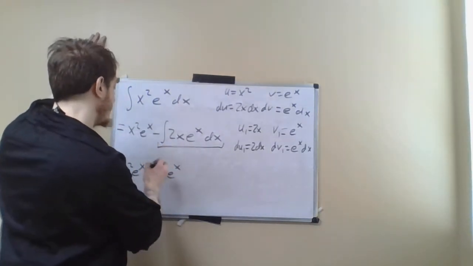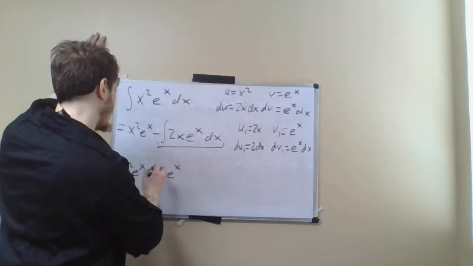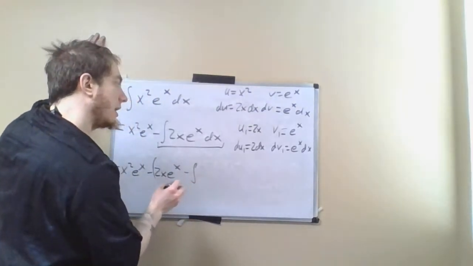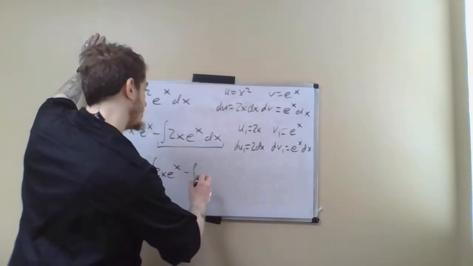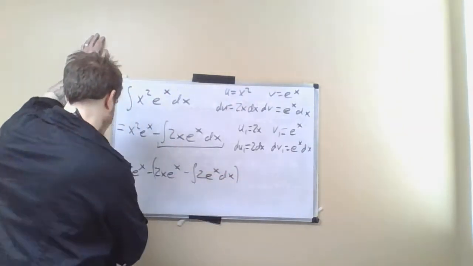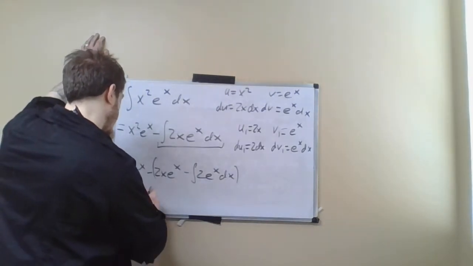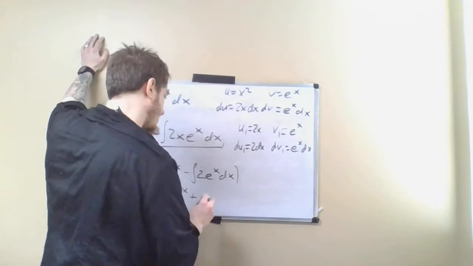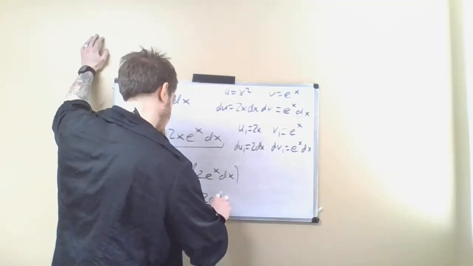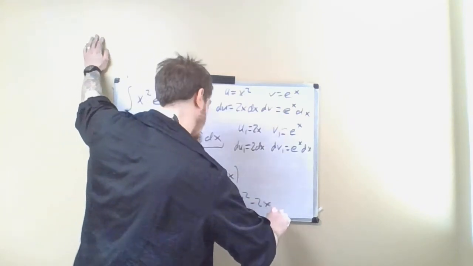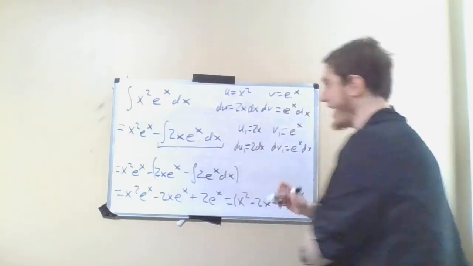remember, I'm subtracting this whole thing off. So we're going to have minus 2x e to the x minus the integral of v du. So that's 2 e to the x dx. That becomes x squared e to the x minus 2x e to the x plus 2 e to the x. And we can rewrite this as x squared minus 2x plus 2, times e to the x.